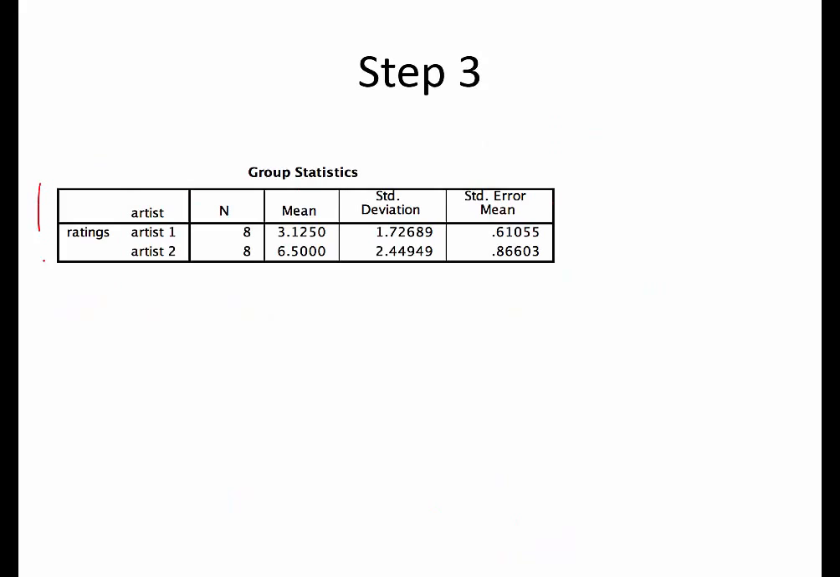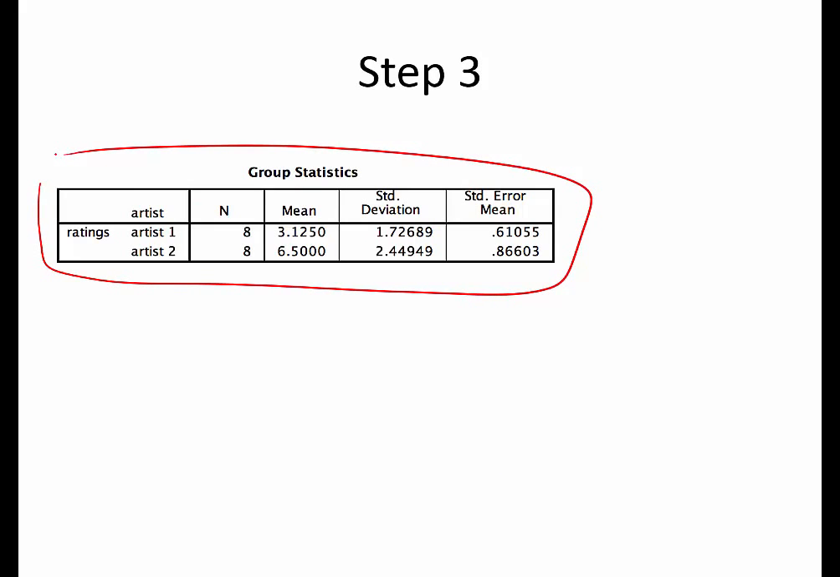The first thing you want to use is this box. Now, what I'm going to do is stack that information. So I've got artist 1 here and artist 2 here. Now, if you enter value labels, they'll come up over here. If you don't enter value labels, it'll be whatever numbers you picked.